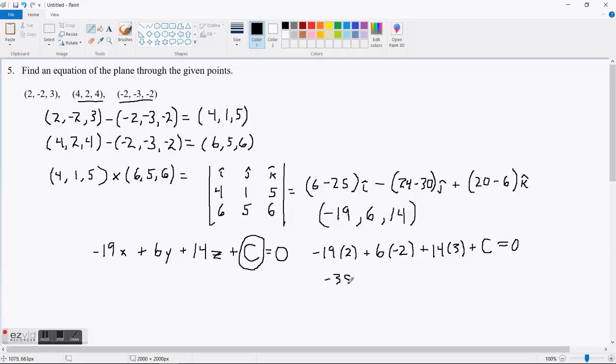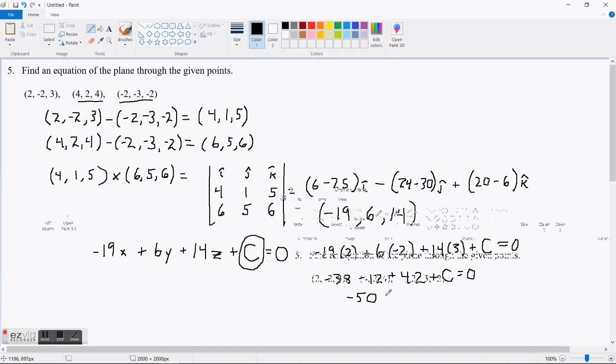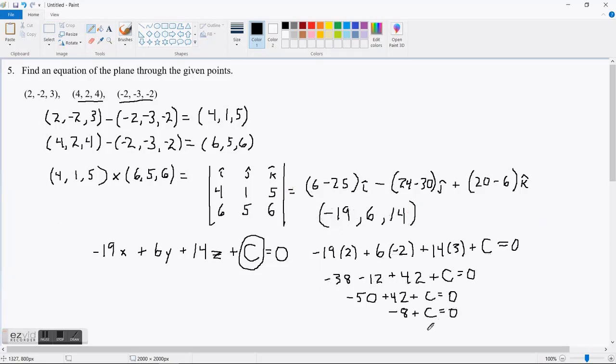So we have negative 38 minus 12, that's negative 50, plus 42 plus c equals 0. So negative 50 plus 42 is negative 8. Negative 8 plus c equals 0. And that means c is 8.